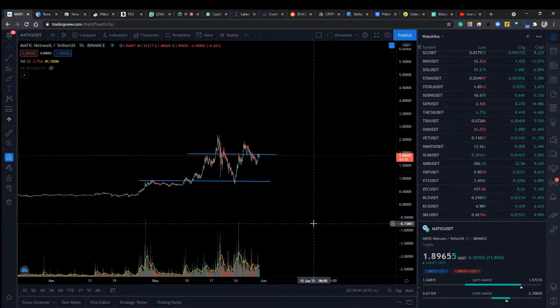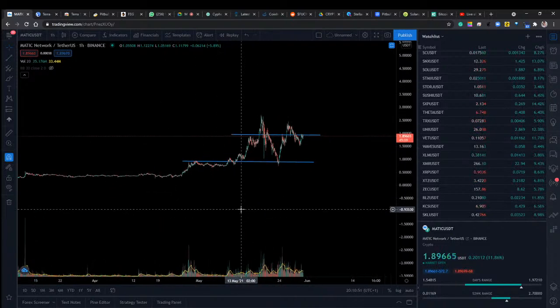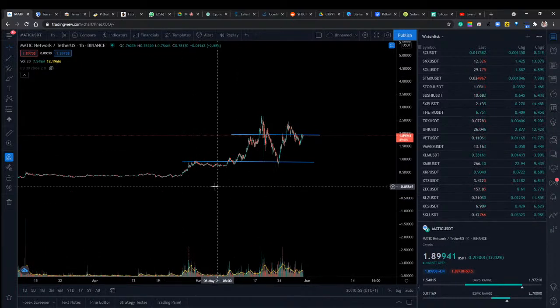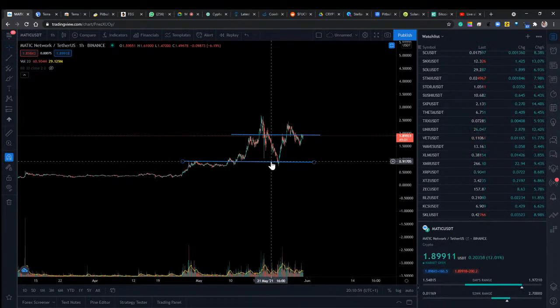Now, when you are looking, you want to map out as many support and resistance levels as possible. When you look at the chart, you zoom out so you see the clean picture, right? I've zoomed out on Matic and I can see very visible lines of support. Support is the lower line. The upper line is resistance, right?